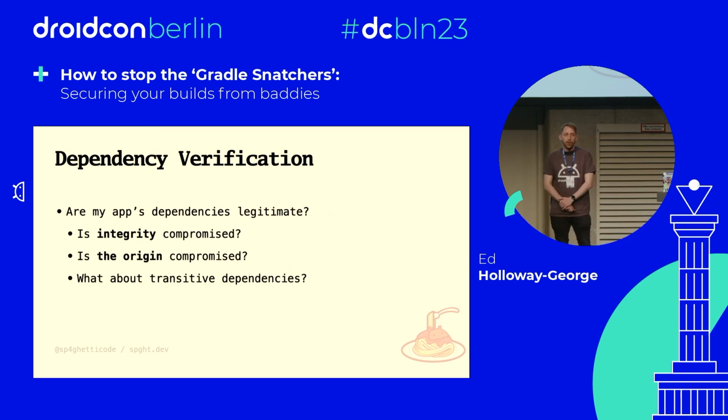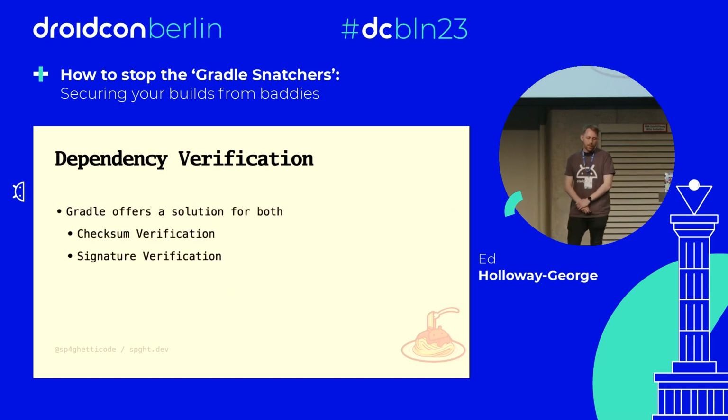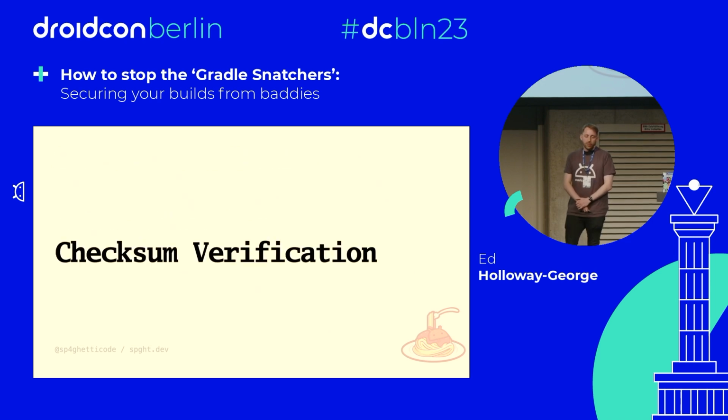So the origin or provenance is making sure that the person who is giving you the dependency is who they say they are as well. And this also applies to transitive dependencies, so the libraries that your libraries are using. Gradle offers a great solution for this. It's checksum verification and signature verification, and we'll go through these both now. So we'll start with checksum verification.